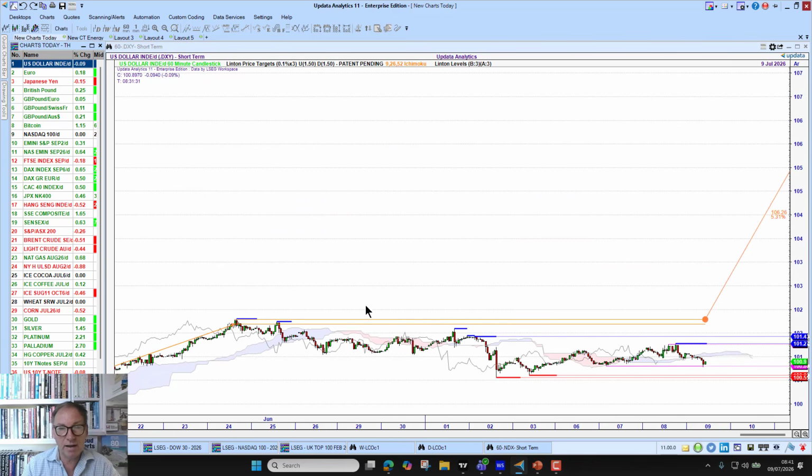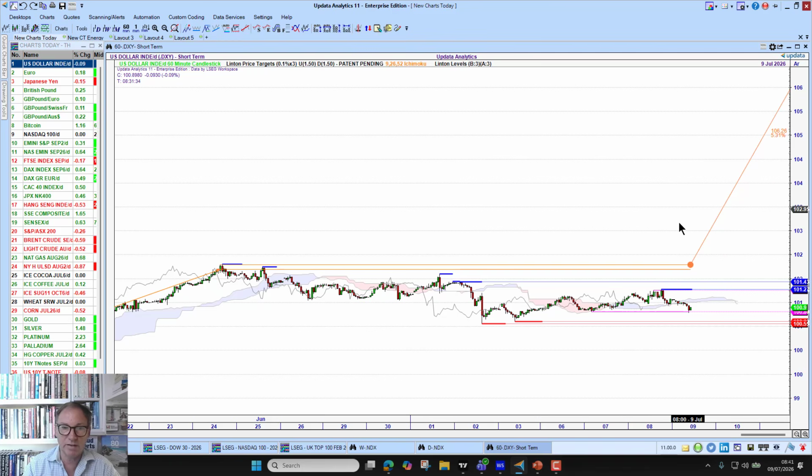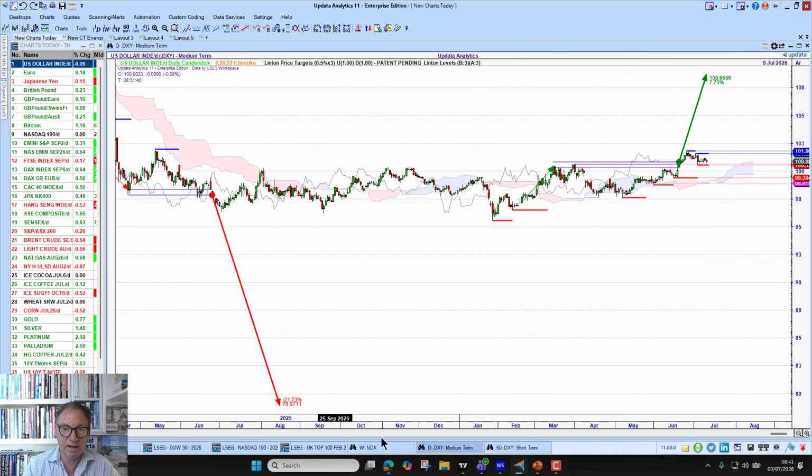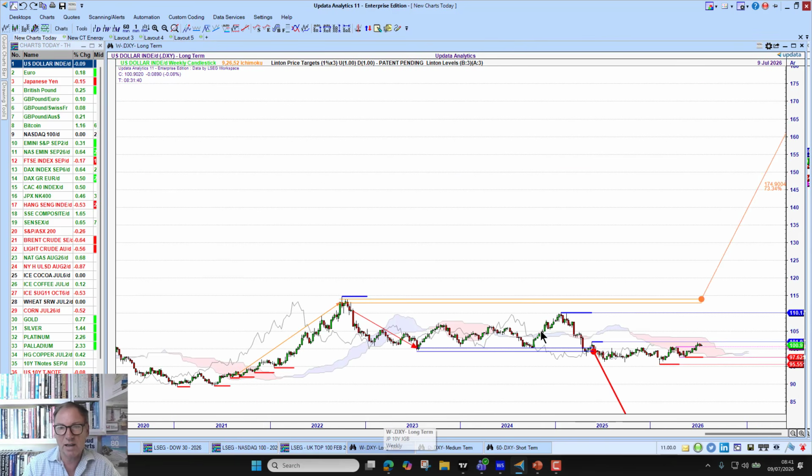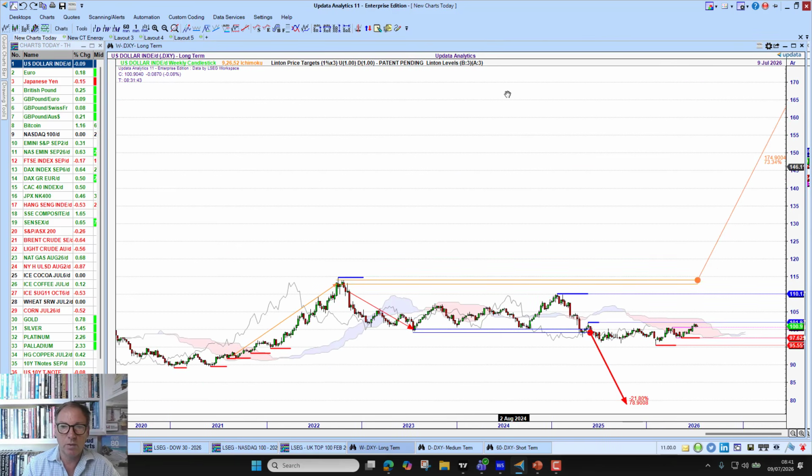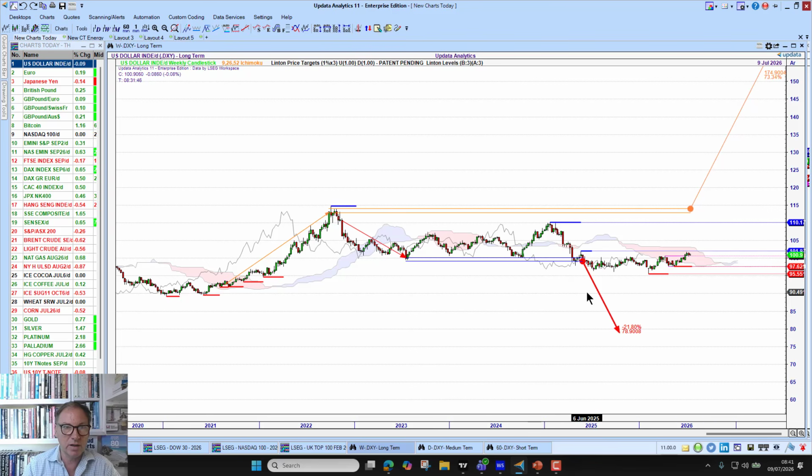Looking at the dollar index, that's the short-term chart. We've just struggled to activate this upside target. In the medium term, we do have an upside target, but the range isn't clear, and on the long-term chart, we are still below the clouds. So the dollar is remaining mixed.